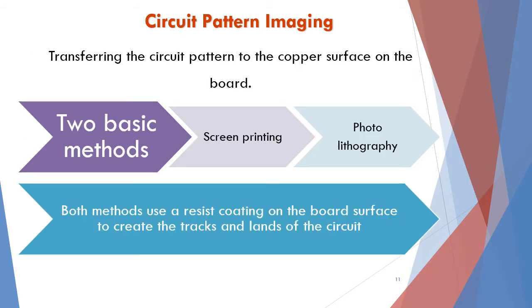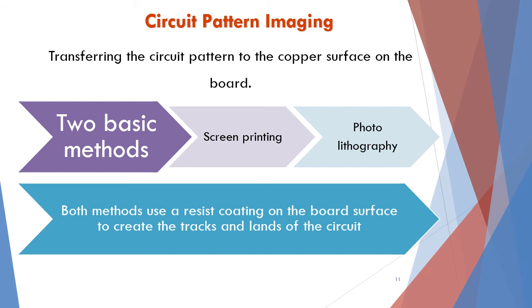Okay, the next step is circuit pattern imaging. Circuit pattern imaging is where you create the circuit on the board. This one is transferring the circuit pattern to the copper surface on the board. There are two basic methods. One is screen printing and the other is photolithography.